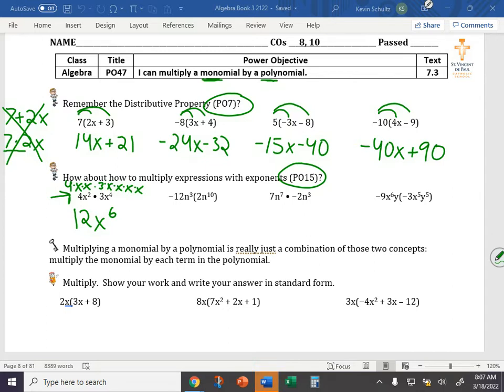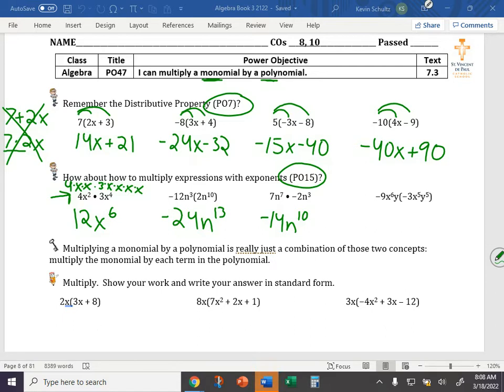What do I get for my next one here? Negative 12n cubed times 2n to the 10th. Alex? Negative 24n to the 13th. Okay. Next one? Dyer? Negative 14n to the 10th. Okay. Coefficients multiplied. Exponents added. And last one?